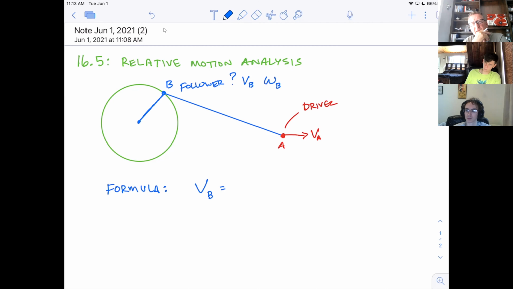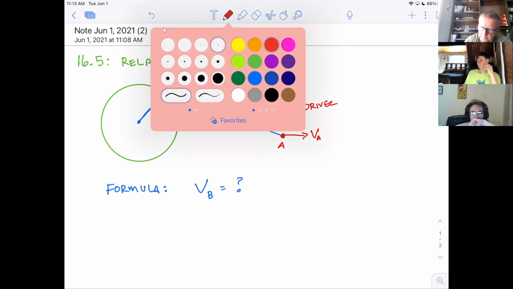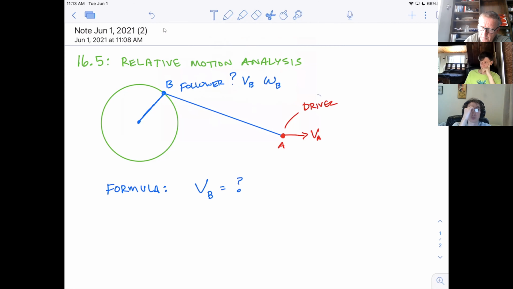And so here's the concept that I want you to understand. The velocity of B, what is that equal to? Well, in order to make sense of this, because linear motion turning into rotational motion is just hard to quantify, it depends where you are on the circle. And how am I going to figure out what that is? And so let's consider this. I'm going to move this guy down here so he's out of the way. And I'm going to move this guy up here a little bit.